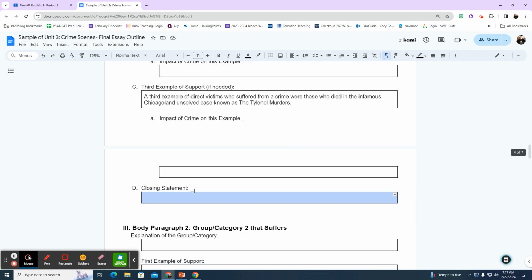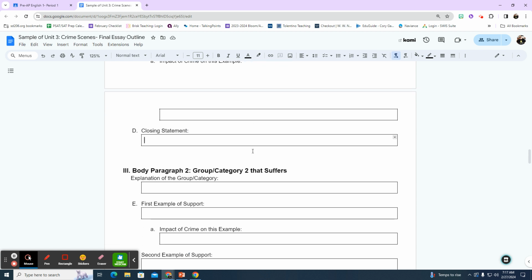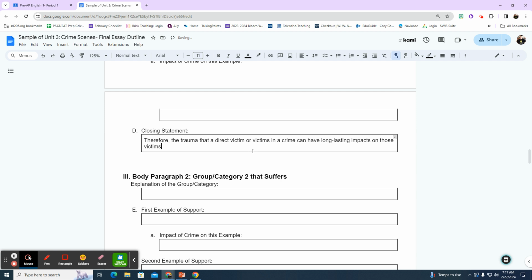Okay, if you're back, then you're ready to close out this paragraph. Again, a closing statement should just be something along the lines of wrapping up the paragraph, kind of tying it all together. I could write something like, therefore, the trauma that a direct victim or victims in a crime can have long lasting impacts on those victims, right?